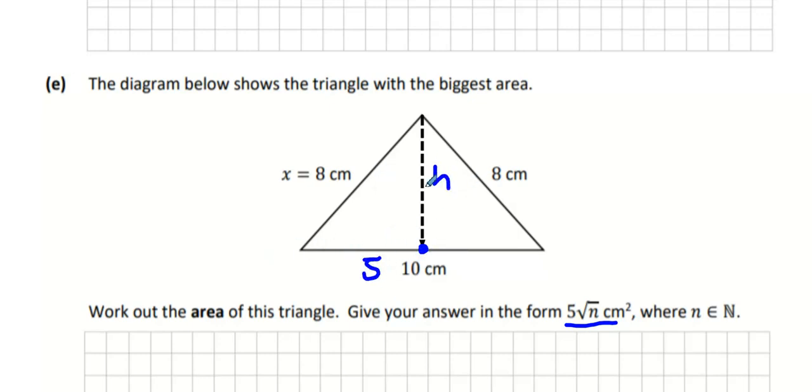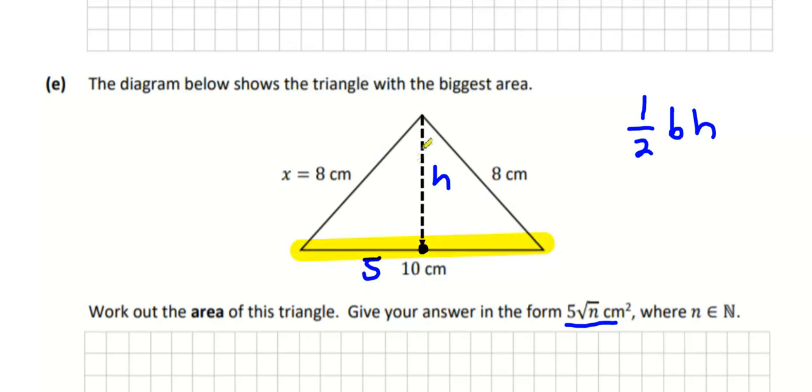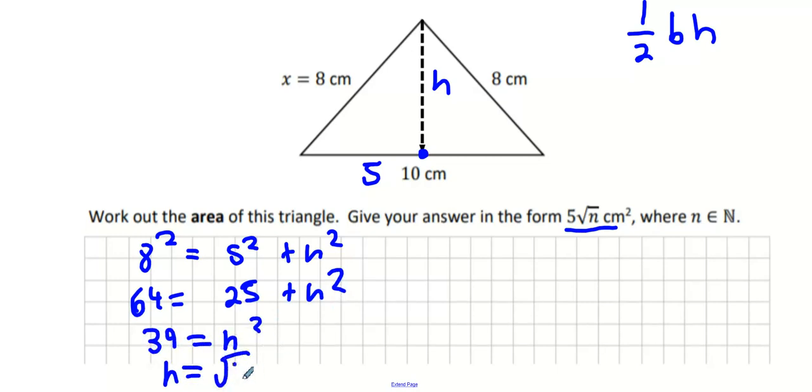And now we're going to figure out the height, because the area of a triangle is a half base times height. And what we know already is we know the base is 10, but we don't know what the height is. So we're going to try and figure out the height using Pythagoras' theorem. So 8 squared is the longest side, so it's going to be 8 squared equals 5 squared plus h squared. And then what we're going to get is 64 equals 25 plus h squared. 39 equals h squared. This implies that h must be root 39.